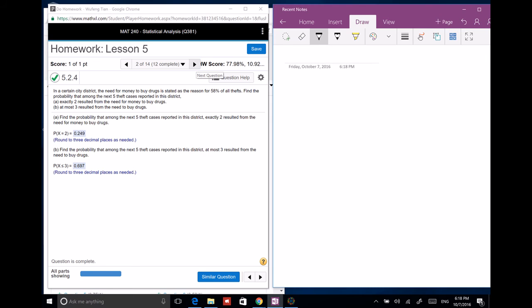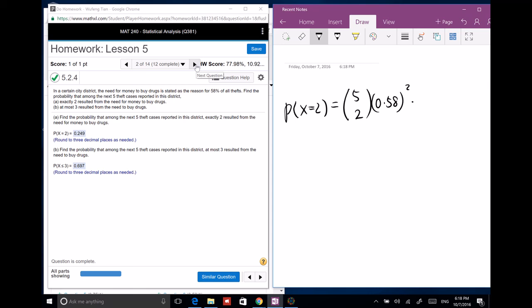Okay, the second one: in the next 5 theft cases reported in the district, exactly 2 result from needing money to buy drugs. So you have P(X = 2). Basically select 2 from 5. Okay, 2 will need the money to buy drugs, so it's 0.58 squared.